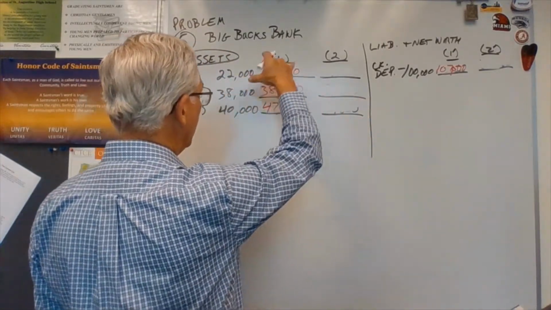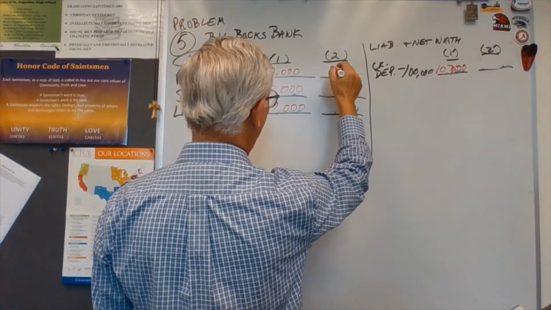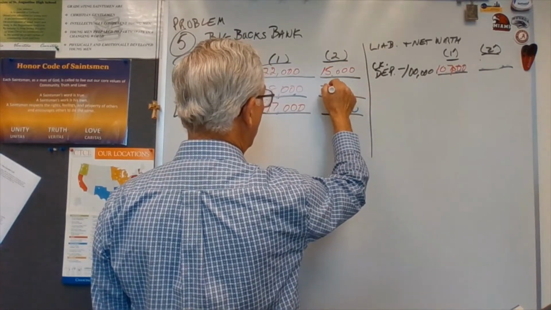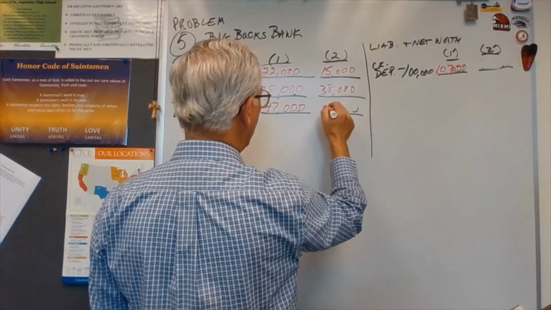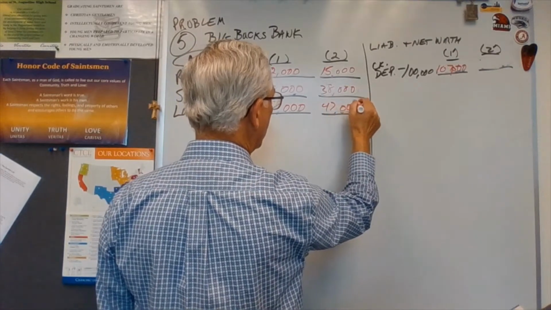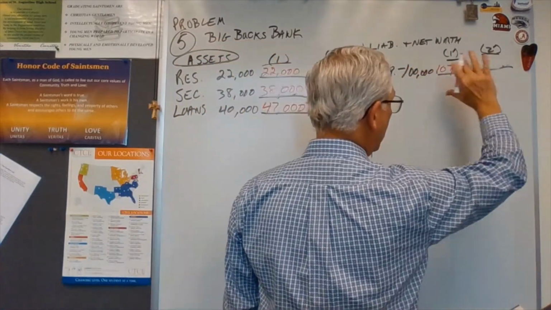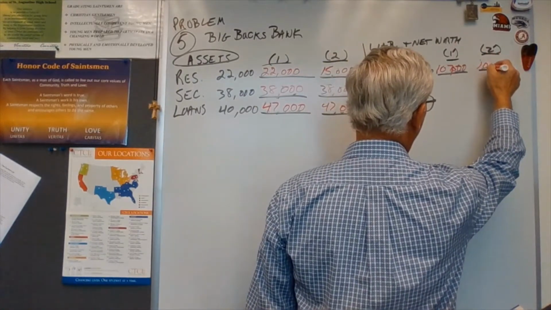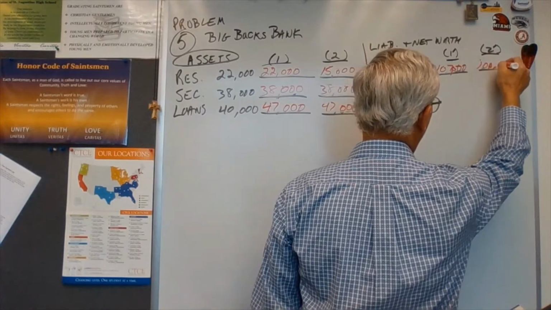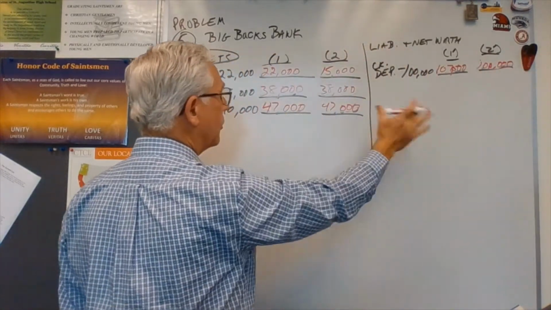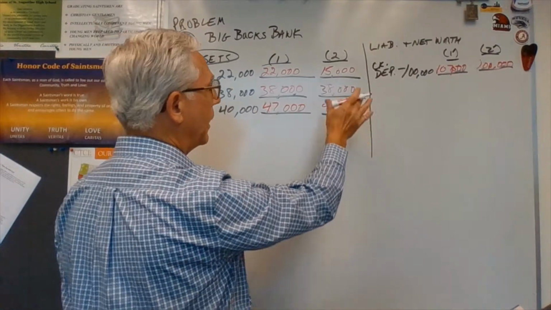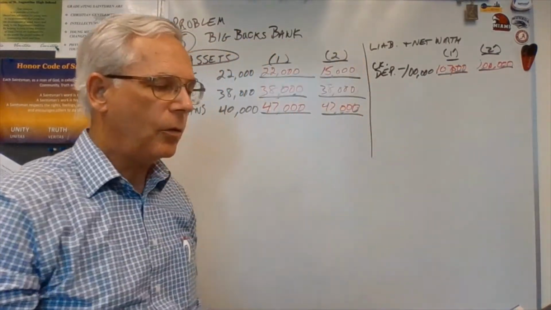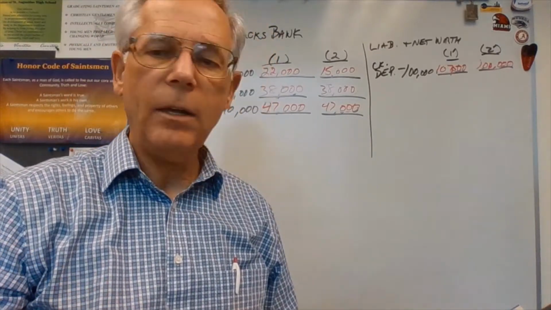So reserves go down $7,000, subtract $7,000, we get $15,000. This stays at $38,000. This stays at $47,000. And over here, the $7,000 goes to other banks. So we're back to $100,000 in checkable deposits. And the two sides still balance out. $100,000 over here, $100,000 over there. So that is number 5. I'm going to do number 6 now.